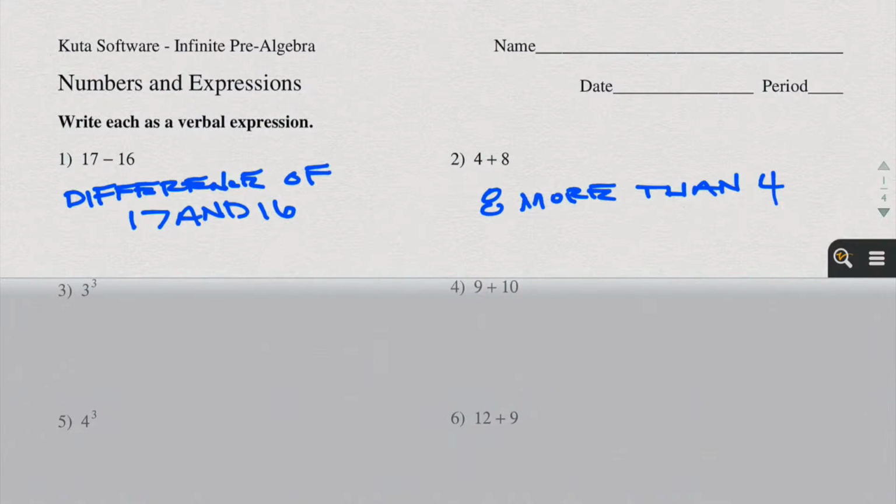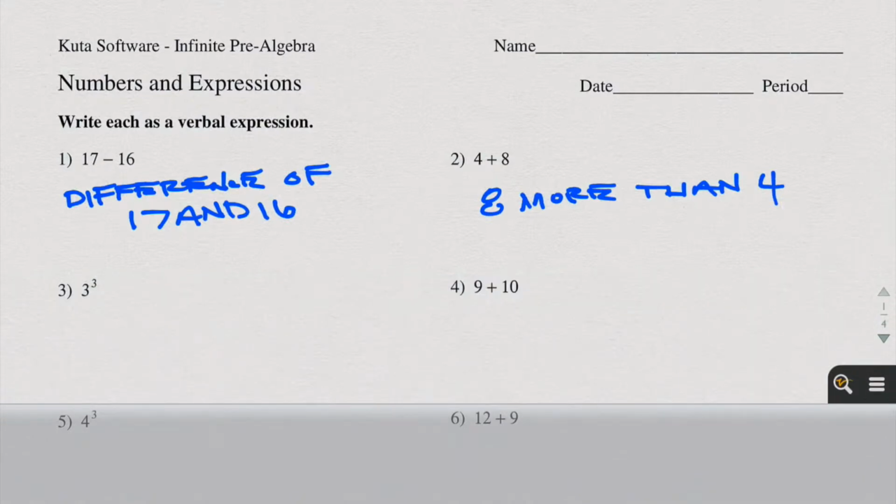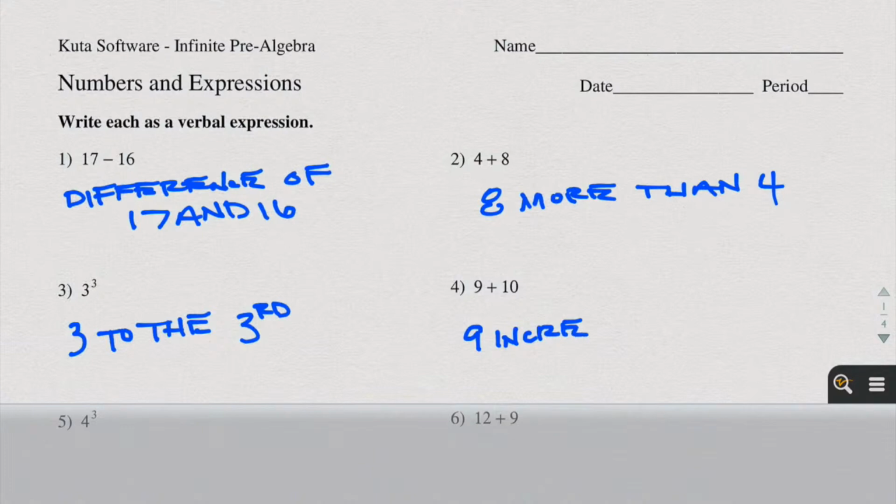Okay, number 3, we're going to write 3 to the third power, or 3 to the third. You could also write it 3 cubed. Number 4. So I'm going to write it in a different manner than I did in number 2. So instead of saying 10 more than 9, I'm going to say 9 increased by 10.